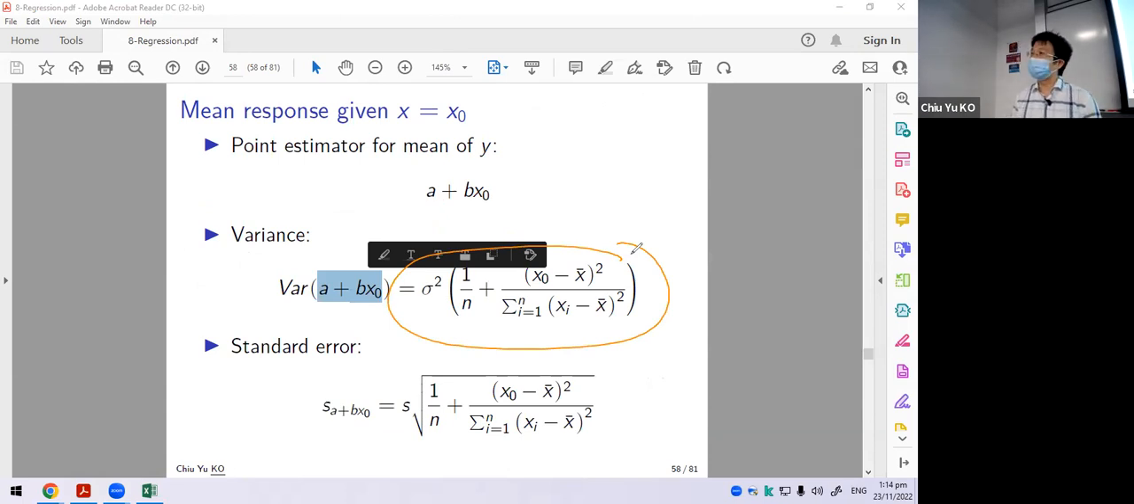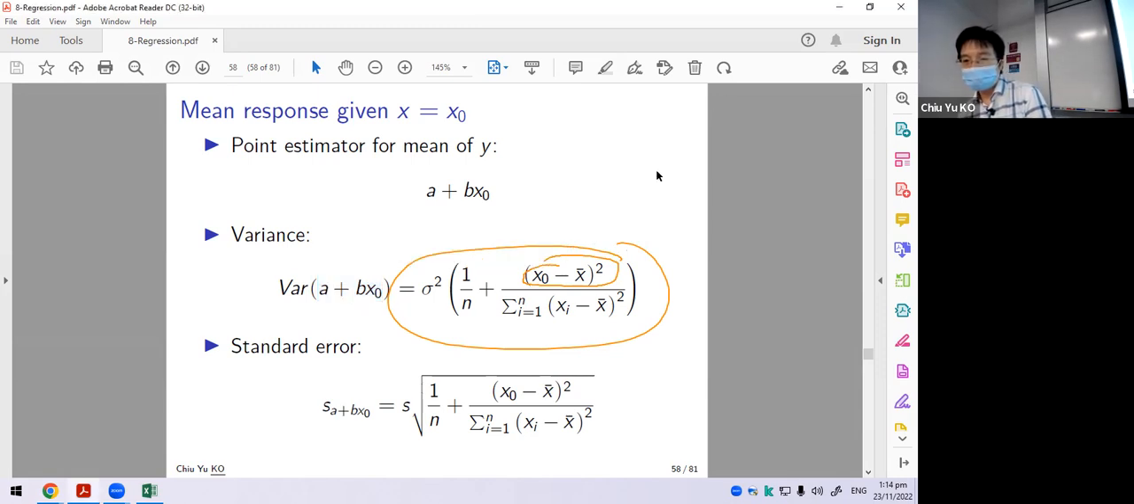I think everything is very obvious except for this one. Other things should be relatively intuitive. The only thing that probably surprises us is this one: the distance of your x from the mean of x. It means that if you try to predict y based on x, and your x is far away from the data mean, your accuracy will be limited.